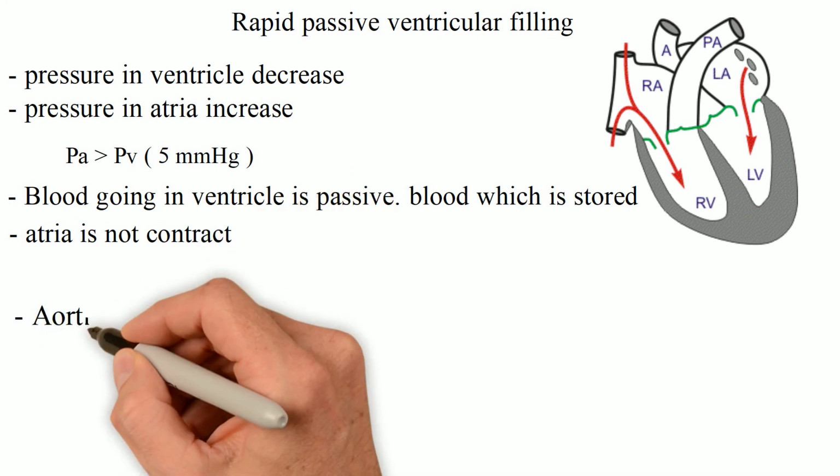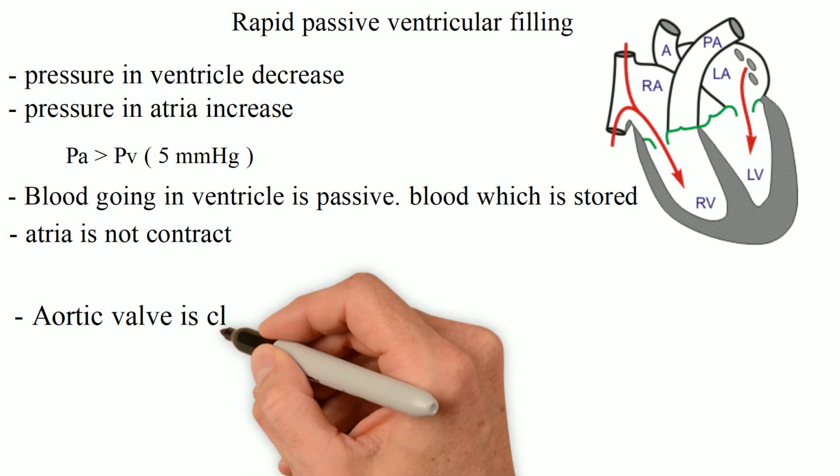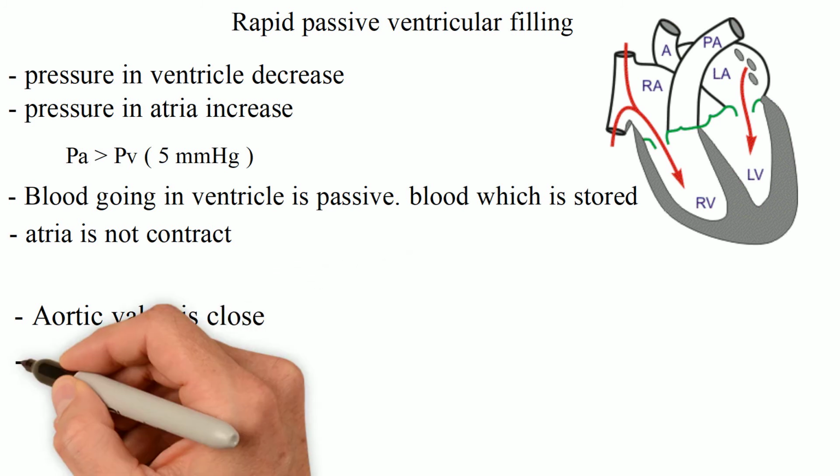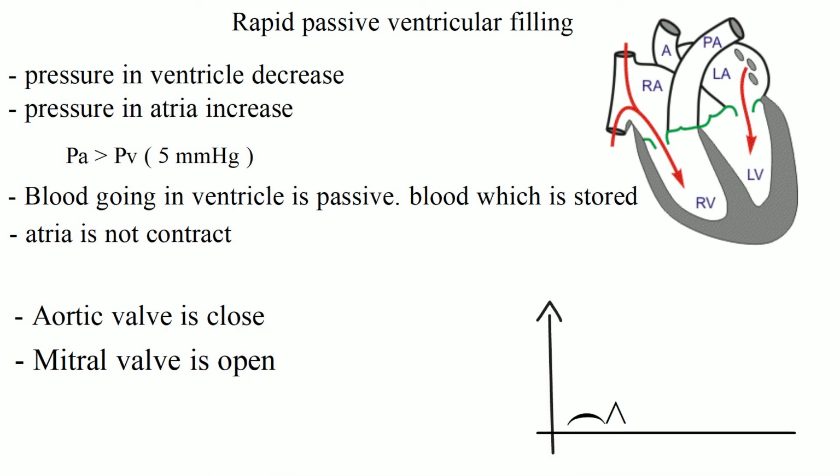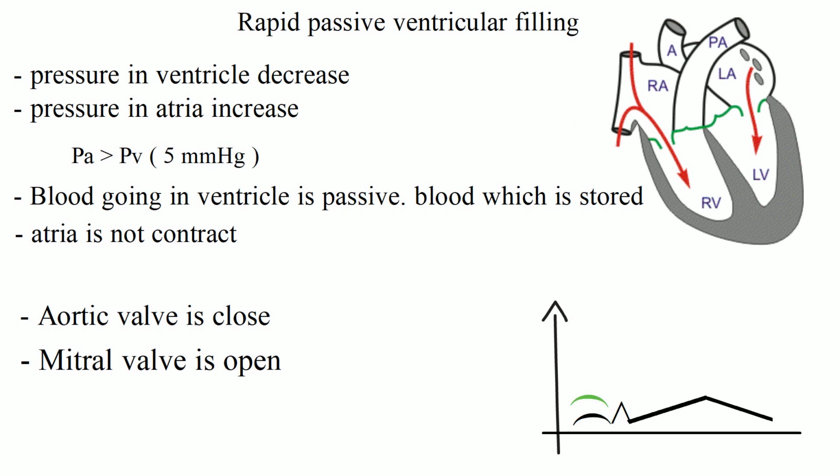In this phase the aortic valve is closed because pressure in the aorta is greater than the pressure in the ventricle. The mitral valve is open because the pressure in the atria is greater than the pressure in the ventricle. You can see in the graph there is a rise in the pressure of the atrium, which is due to storage of blood during previous phases, and now there is a decrease in the pressure, because the blood is passing from the atrium to the ventricle. On the other hand, if you see the ventricle pressure, it has become lower than the atrial pressure.